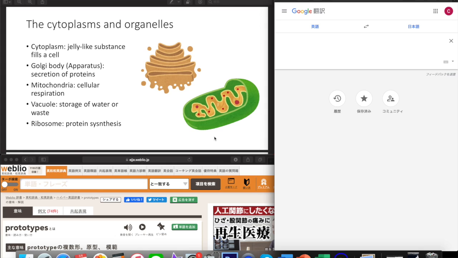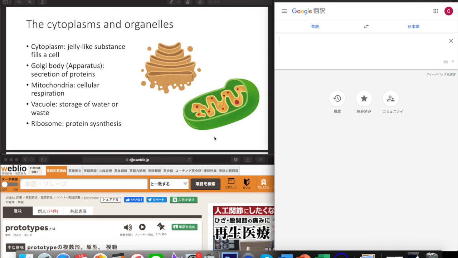Sorry, I lost where we are. You lost? This is page 6. Okay, I was talking about the Golgi apparatus.